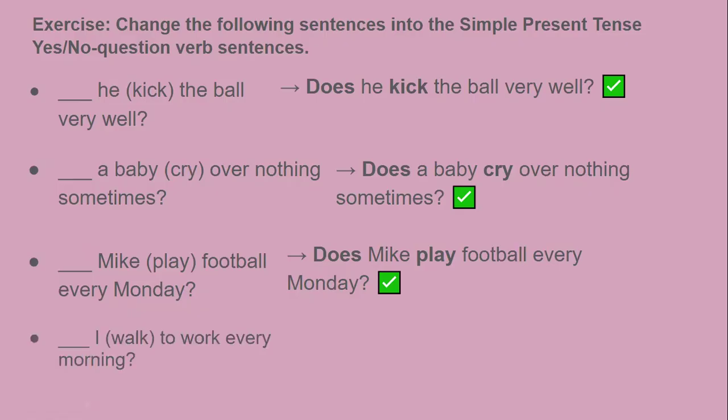Let's move right along. Next sentence. Space, I walk to work every morning. So in this case, we have the subject I. So the rule says for I, you, they, and we use do. So in this case, we are not going to use does, but rather we are going to use do. Why? Because our subject is I. So the sentence becomes, do I walk to work every morning?